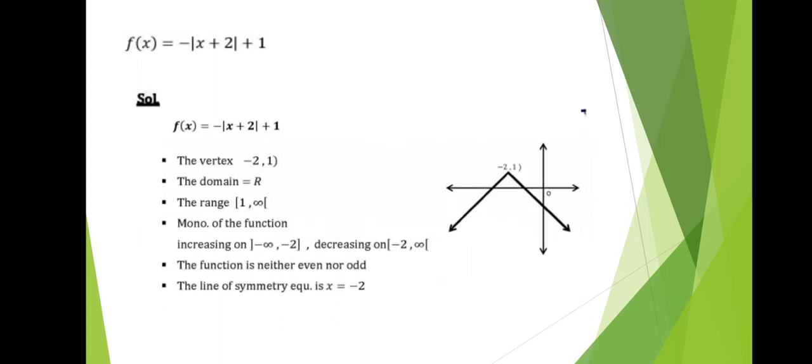f of x equals negative absolute value of x plus 2, plus 1. This is the graph for this function, and from the graph we can get that the vertex is negative 2 and 1, the domain equals R, and the range is 1 closed and positive infinity open. The function is increasing on negative infinity to negative 2 closed, and decreasing on negative 2 closed to positive infinity. Of course, this function is neither even nor odd. The line of symmetry is x equals negative 2.